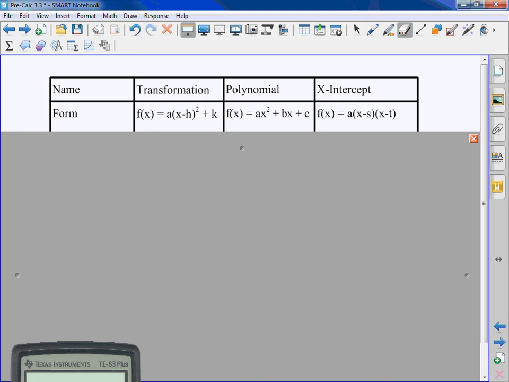I have transformation form, polynomial form, X-intercept form. This is just showing you what each one means. Transformations: a times the quantity of x minus h squared plus k. Polynomials: f of x equals ax squared plus bx plus c. And X-intercept form is a times the quantity of x minus s, x minus t. These are all in your notes. I'm putting everything from the first lesson in one page.